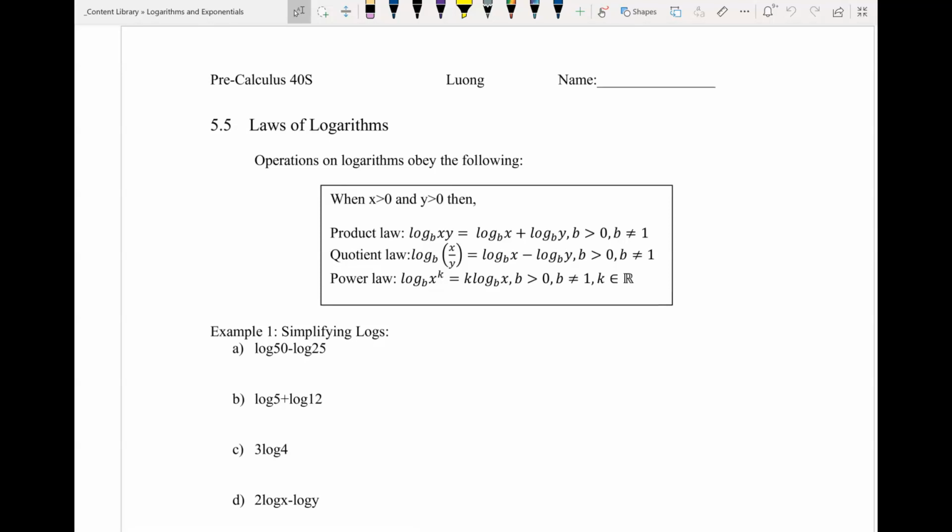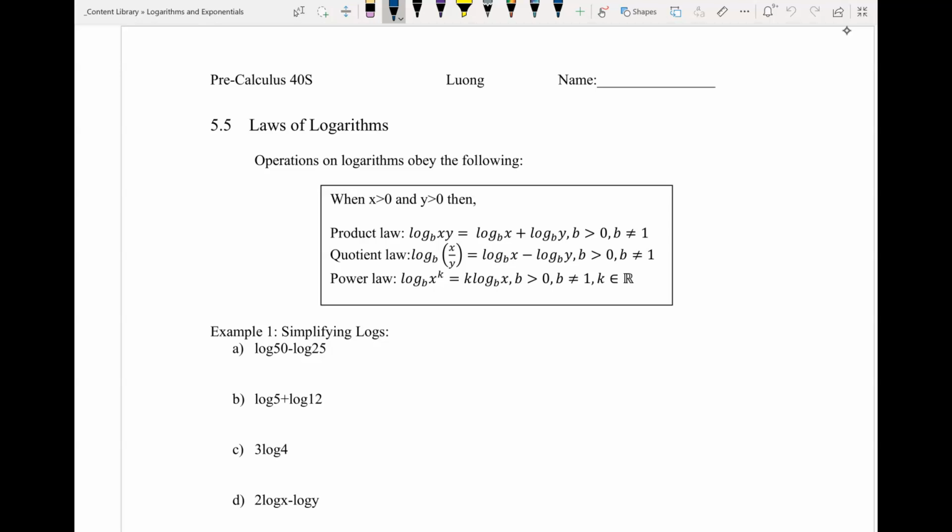In the last video, we introduced logarithms. In this video, we're going to look at laws of logarithms. So there are three specific laws for logarithms. They're called the product law, the quotient law, and the power law. And they're stated in this box over here.